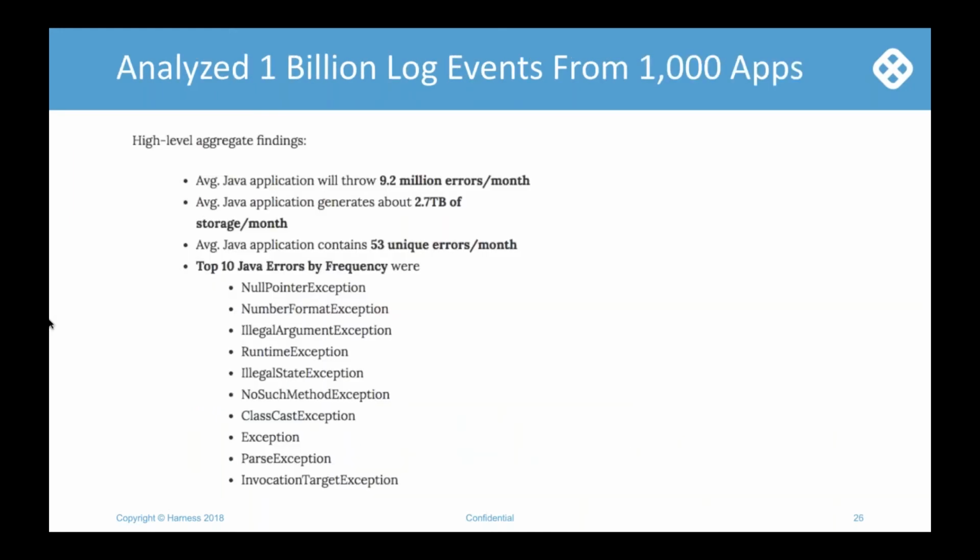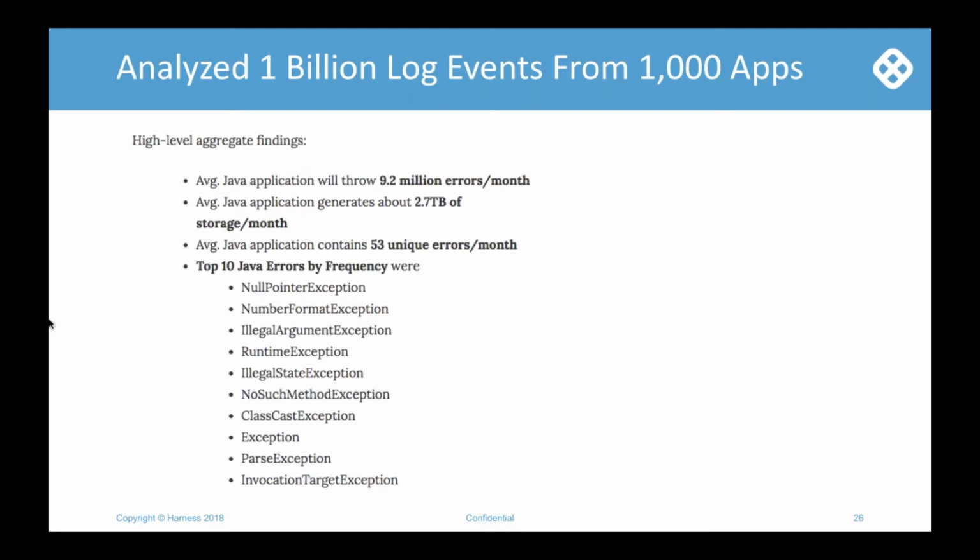Yeah. I know this because in one of my previous jobs, I was so boring, I went and analyzed the billing events from application logs. We had a product. It was a SaaS product. There were 1,000 applications, and I could analyze all of the log events from that. And what I noticed was that the average Java application threw 9 million errors a month. It generates almost 3 terabytes of storage a month, which is crazy.